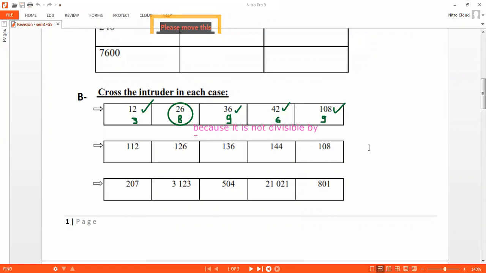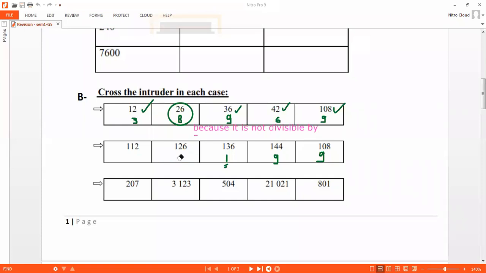In the second set, as you can see, all of them are even numbers. So we check for another rule. Let us check the divisibility by 3. So 1 plus 1 is 2, 2 plus 2 is 4. 1 plus 2 is 3, 3 plus 6 is 9. 1 plus 3 is 4, 4 plus 6 is 10. You add the digits again, so it's 1. 1 plus 4 is 5, 5 plus 4 is 9, and 1 plus 8 is 9. As you can see, here it's as if I have two intruders for the divisibility by 3. So this is not going to work out because I need only one intruder.